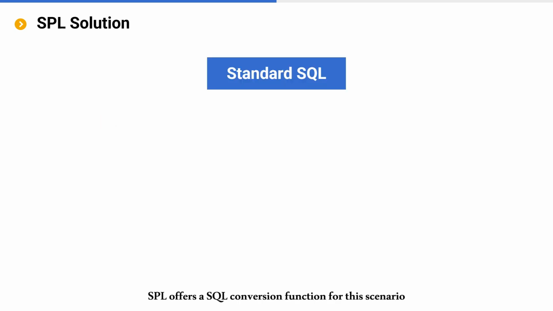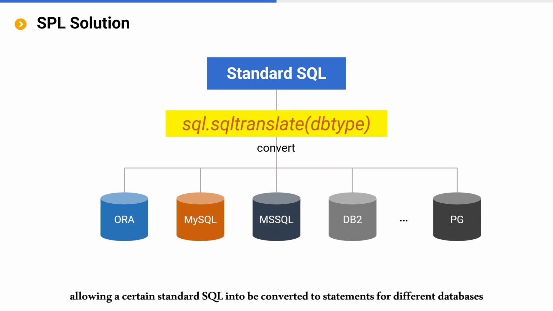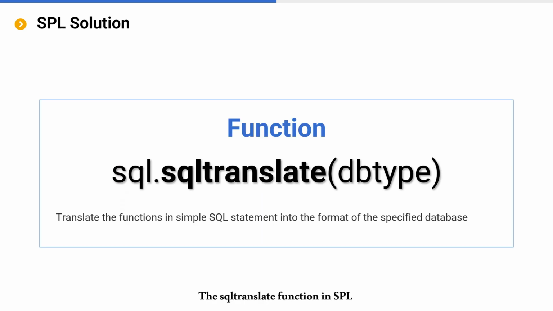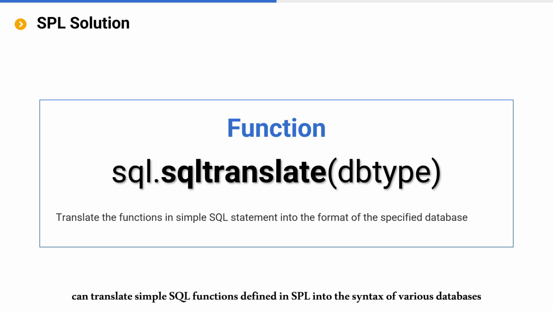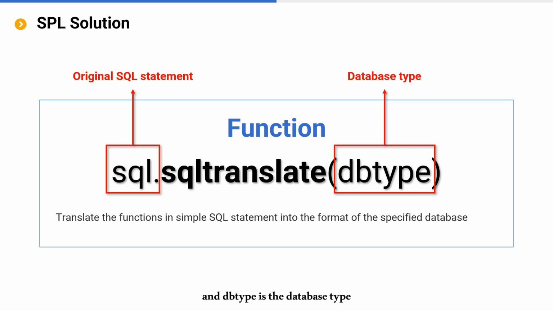SPL offers a SQL conversion function for this scenario, allowing a certain standard SQL to be converted to statements for different databases, thus enabling seamless SQL migration during database switching. The SQL translate function in SPL can translate simple SQL functions defined in SPL into the syntax of various databases. The SQL here is the SQL statement that needs to be translated, and DB type is the database type.